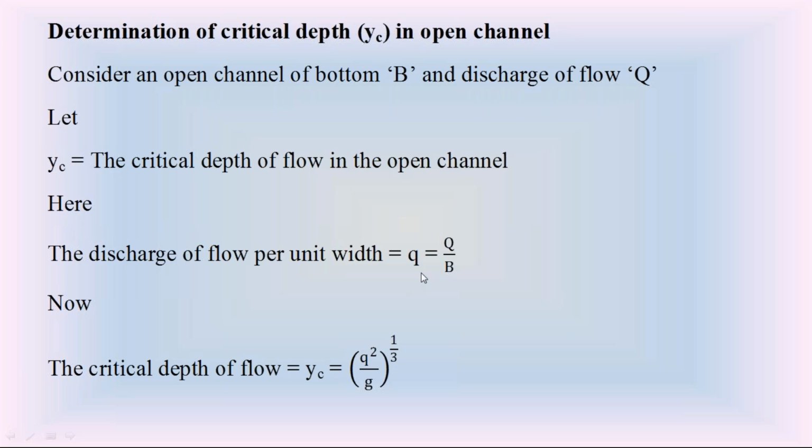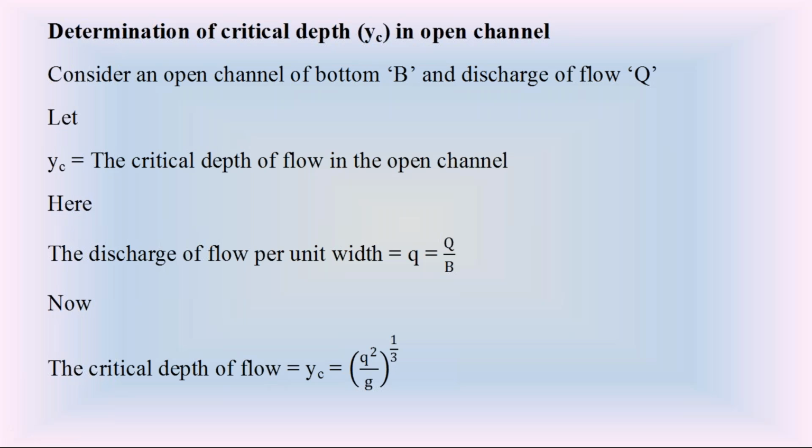Now, what is this small q? Discharge per unit width in the open channel. By knowing this small q, I can calculate the critical depth of flow in the open channel. So in that open channel, the critical depth of flow Yc is equal to q square by g, whole power 1 by 3. This is the equation to find out the critical depth of flow in the open channel.